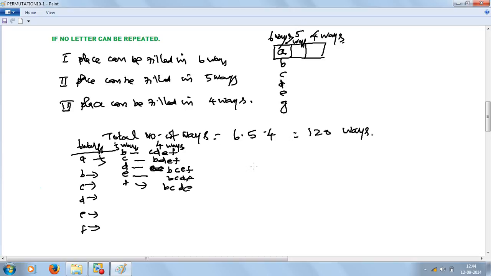Totally, you will get 6 multiplied by 5 multiplied by 4 equal to 120 ways. You can take this as the first place or you can take this as the first place. Doesn't matter. If you take here 6 ways, here 5 ways, here 4 ways. That is all. Totally you can write only in 120 ways.